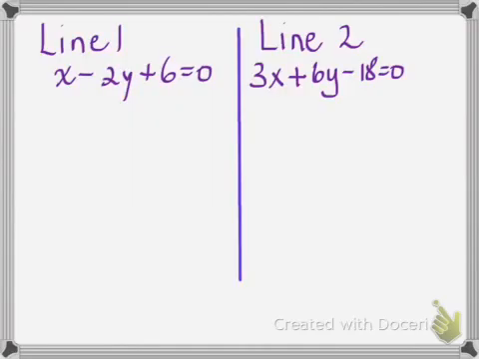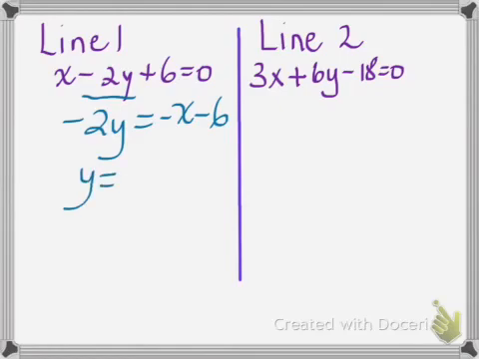So here are the two equations given. The first step in isolating the value is to target your y and move the x and the 6 over to the other side. So you have -x minus 6. Then to remove the -2, I can get the y by itself.